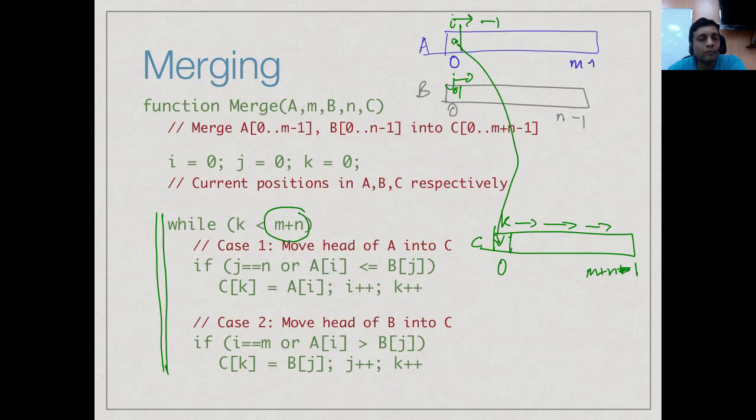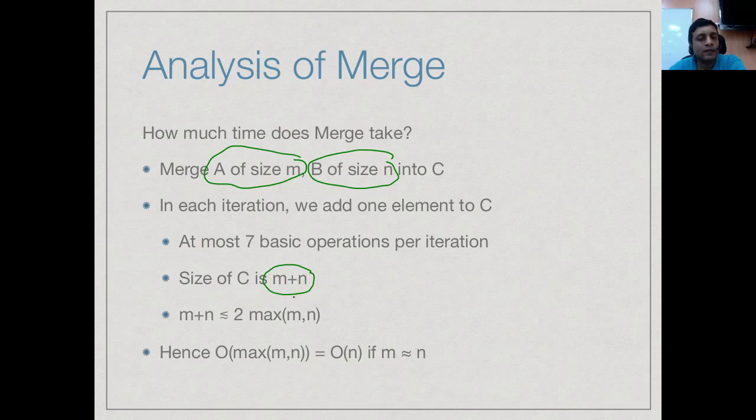So k will make progress in every iteration. So there is a bound of m plus n steps for this loop, and in the loop, if you count very carefully, we have a comparison, we may have one more comparison, we have an assignment, and so on. But you can check that there are no more than 7 steps involved. So some constant number of steps, regardless of which branch we take. So we have m plus n iterations, each of which has some constant number of steps, so overall order m plus n steps. But m plus n is of course bounded by 2 times the maximum of m and n. So we can just say that this takes order of maximum of m and n.